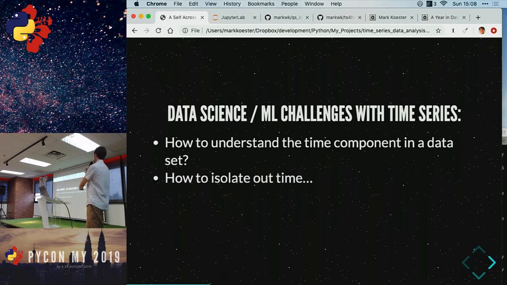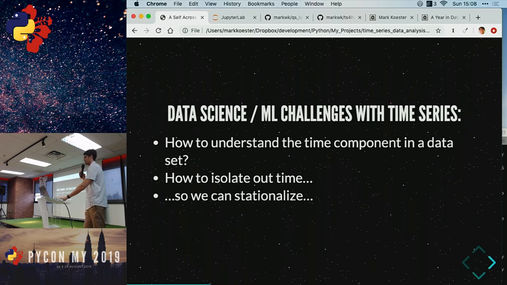The other thing we need to think about when we look at time series is how to isolate out time. So if we want to do a model, we want to understand something with time series data, we need to take time out. We don't want time in our data. And so we're going to look at that. We need to talk about how to stationarize, so how to make our data not move.